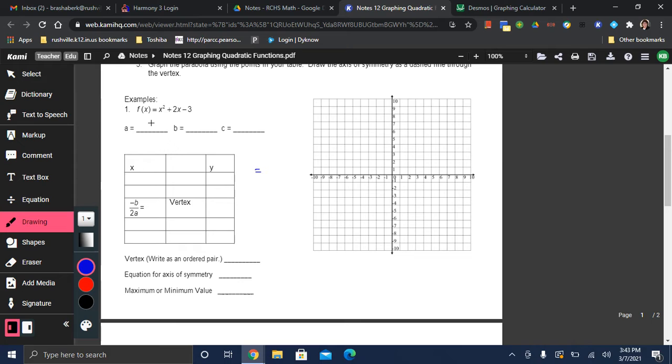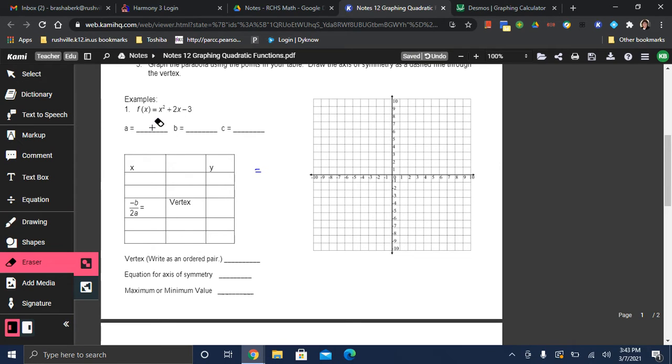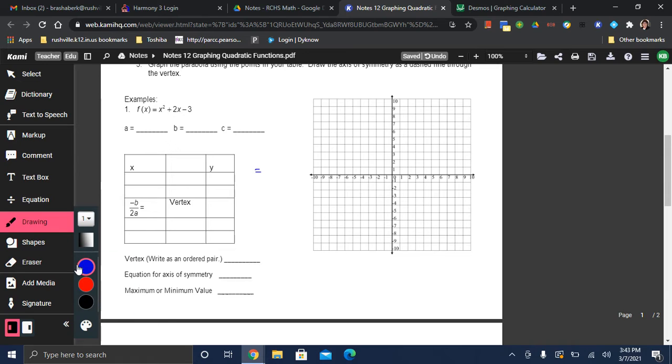So this first problem is f of x equals x squared plus 2x minus 3. The coefficient of x squared is 1, and so we'll have a equaling 1. The coefficient of the x is a 2, so b equals 2, and the constant is negative 3. All right, so the first thing that we will work on is finding the vertex x.